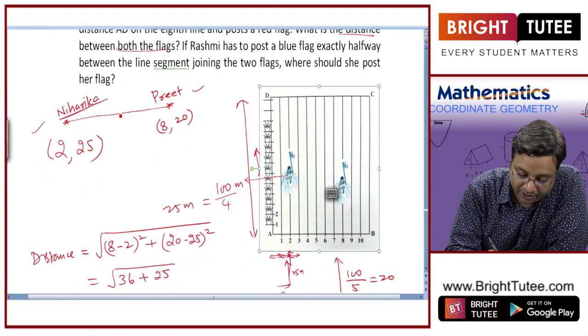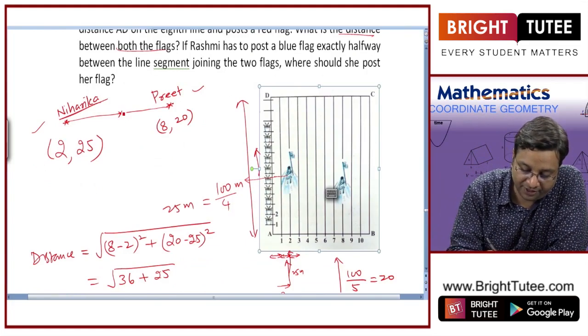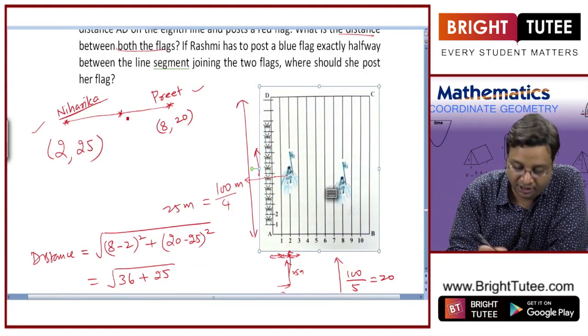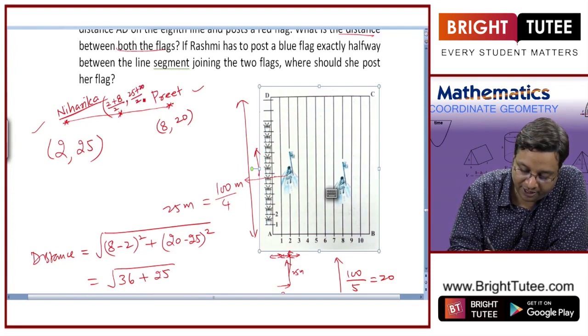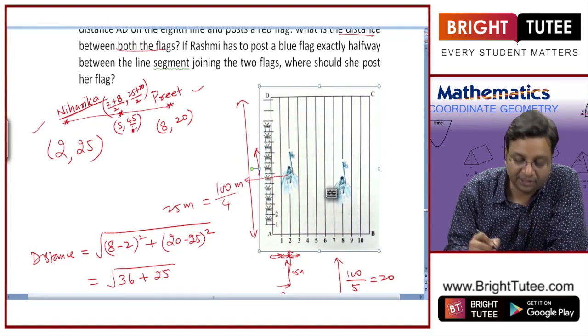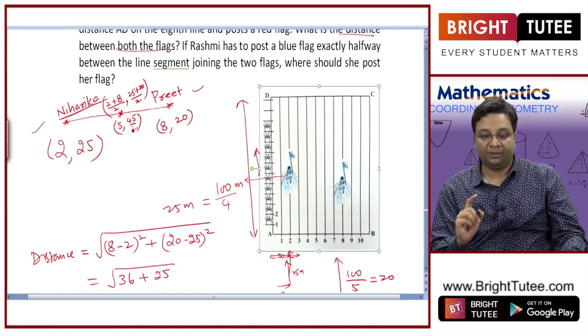If the midpoint is like this, right, we have to find the coordinates of this midpoint. So what we can do is, you can just add the x coordinates, 2 plus 8 divided by 2, right, and then y coordinates, 25 plus 20, and divide by 2. So the coordinates of the midpoint will be 10 by 2, 5, and this will be 45 by 2. So these are the coordinates of the midpoint.